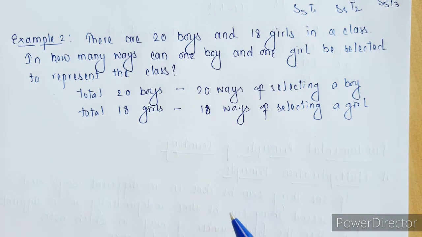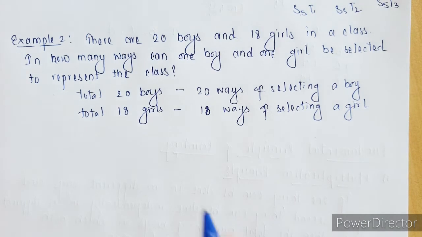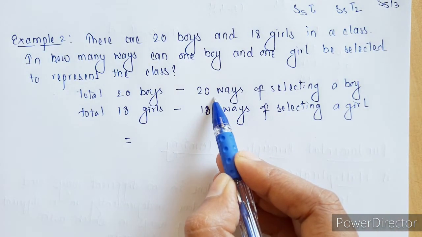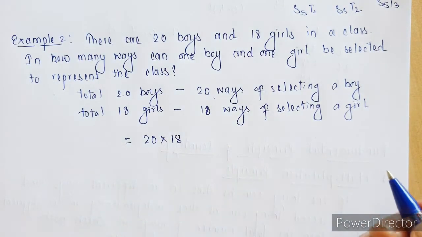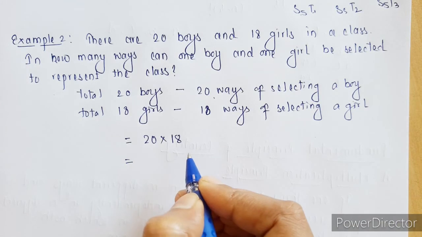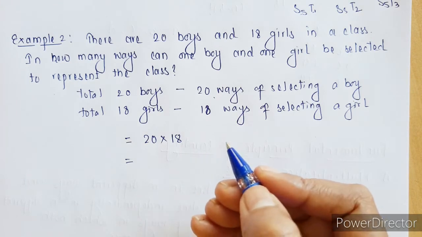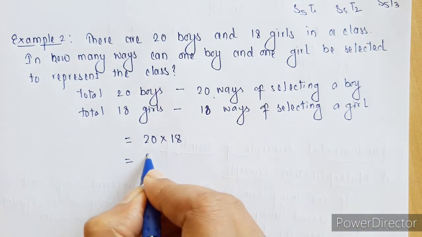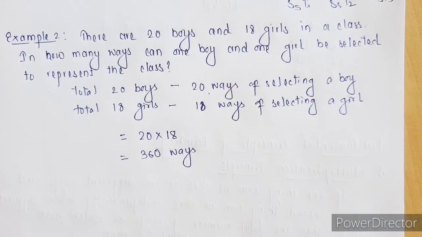Now, selecting a boy and selecting a girl is totally independent of each other. It doesn't make any difference, right? So, how many ways can we select one girl and one boy? Again, multiplication principle. There are total m ways of selecting a boy, that is 20 ways, and there are total 18 ways of selecting a girl. So altogether we have 20 into 18 ways of selecting any one girl and one boy. So it is 360 ways we can select any one girl and one boy.